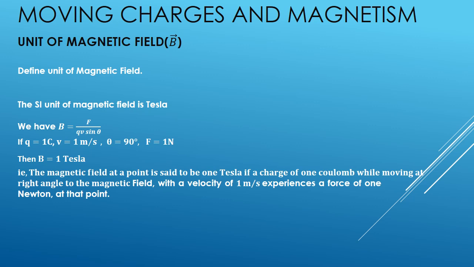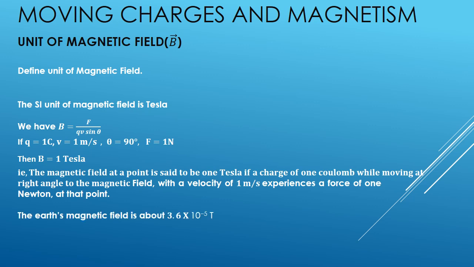as 1 Tesla. That is, the magnetic field at a point is said to be 1 Tesla if a charge of 1 coulomb, while moving at right angle to the magnetic field with a velocity of 1 meter per second, experiences a force of 1 Newton at that point.